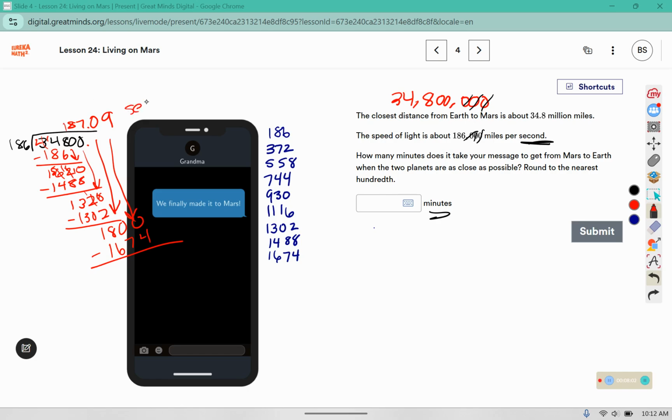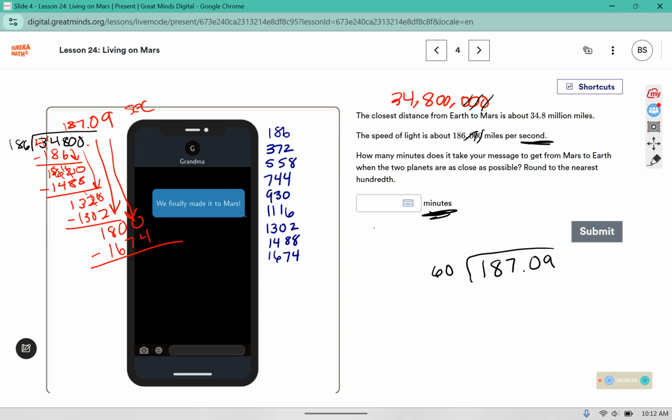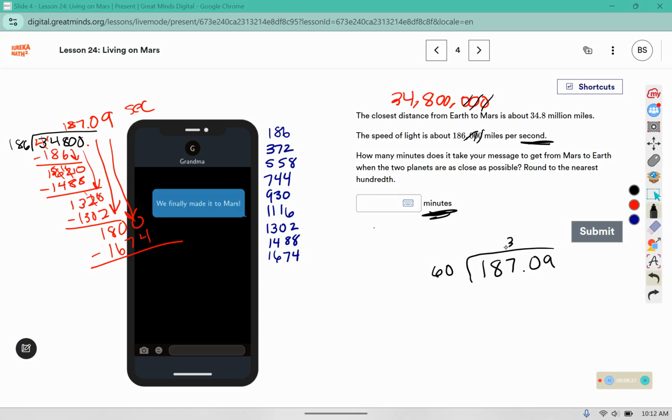This is the seconds. Now we want to change it into minutes. So we're going to convert the seconds into the minutes by dividing 187.09 by 60, because there's 60 seconds in a minute. So 60 fits into 180 3 times, or 187 3 times. Bring down the 0. 60 fits into 71 time. And 109 1 time as well.